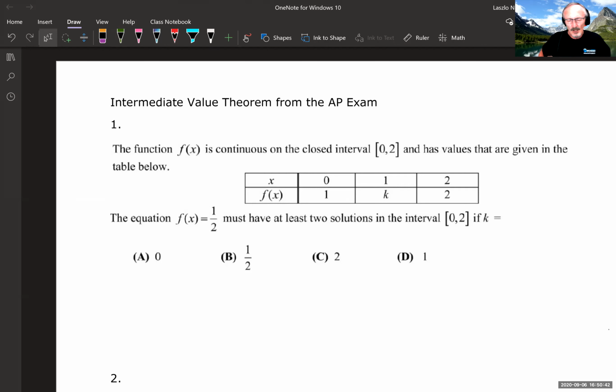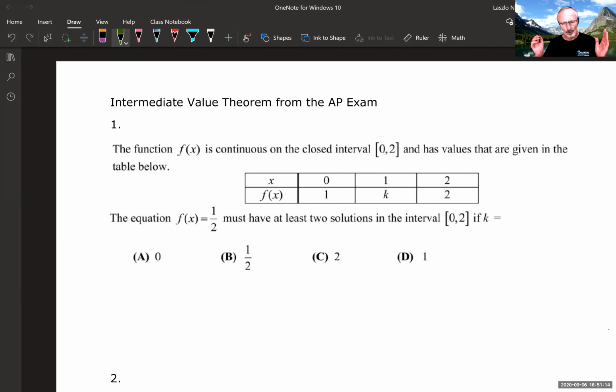Some of them are very easy. You'll notice that we have, for example, tabular presentation, and you'll find that there's a lot of these on the AP test. Let's read this question. Let's do it together. The function f of x is continuous on the closed interval 0 to 2. This is wonderful. One of our necessary conditions, the continuity on a closed interval, has been ascertained in the problem. Okay, continuing. And has values that are given in the table below.